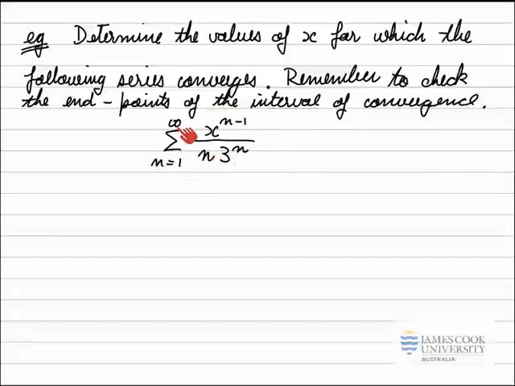So we start off remembering that to find the values of x for which a power series converges, we use the ratio test. For the ratio test, we need the general term, which is everything to the right of the summation sign. We call it u_n for a power series. So u_n in this case is x to the power of n minus 1 divided by n times 3 to the n. We'll be finding the ratio of u_(n+1) to u_n, so it's a good idea to write down what u_(n+1) is at this stage as well.